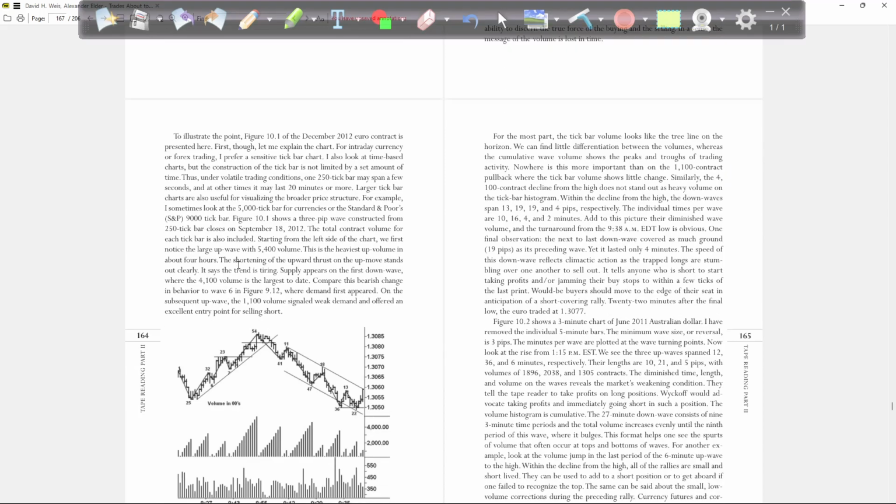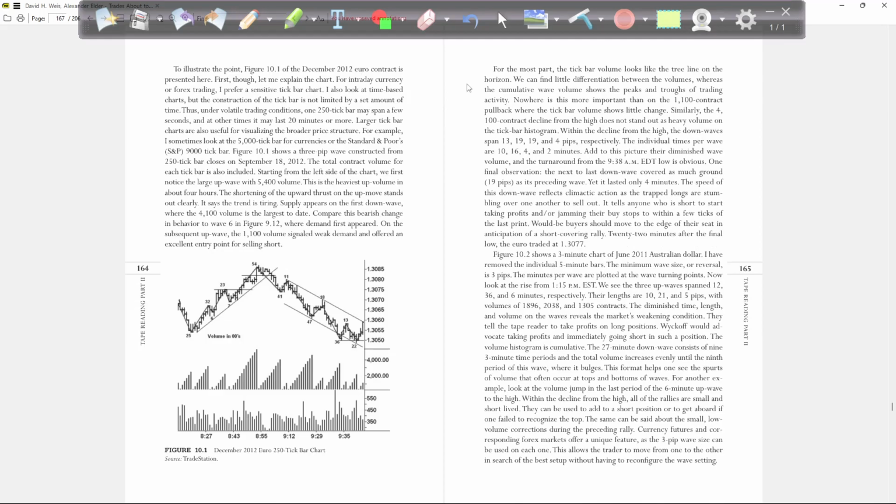To illustrate the point, Figure 10.1 of the December 2012 Euro contract is presented here. First though, let me explain the chart. For intraday currency or forex trading, I prefer a sensitive tick bar chart. I also use time-based charts, but the construction of the tick bar is not limited by a set amount of time. Thus, under volatile trading conditions, one 250 tick bar may span a few seconds, and at other times it may last 20 minutes or more.